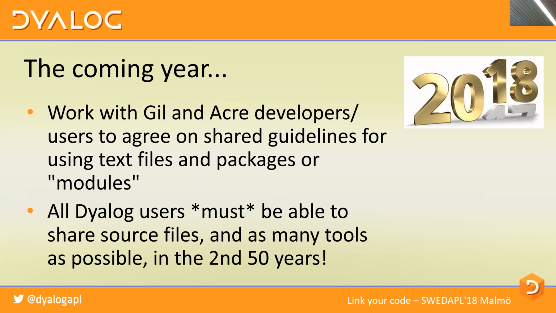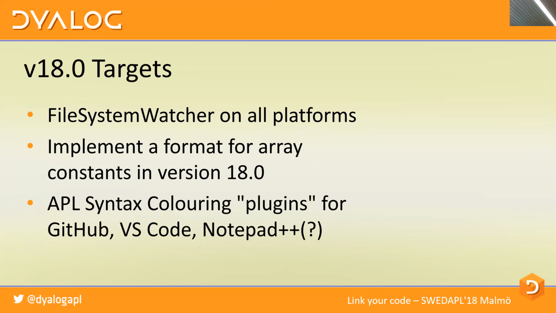So here's a promise. I'm going to keep talking to Gil and the AK developers and really sort all of this stuff out so that Dyalog is supporting the existing text-based source code management system. There is one existing system, I wouldn't say widely used, but used by more than one company, which in APL terms is widely used. We want to make sure that all Dyalog users are going to be able to share source files and as many tools as possible. And for version 18, it's file system watcher on all platforms.